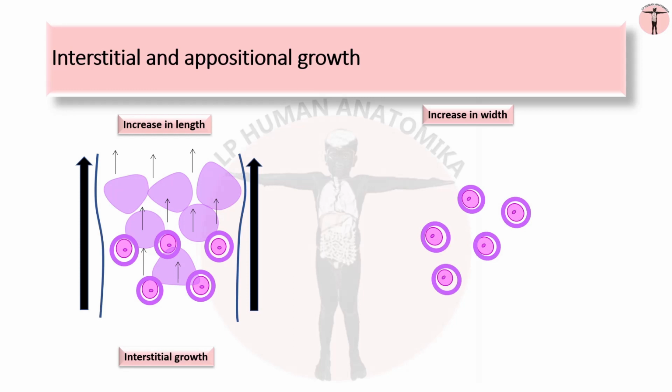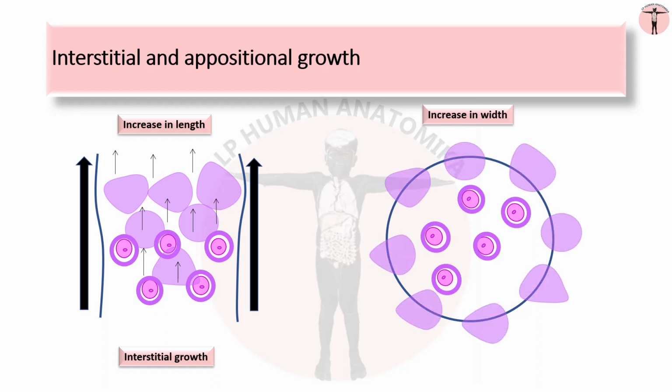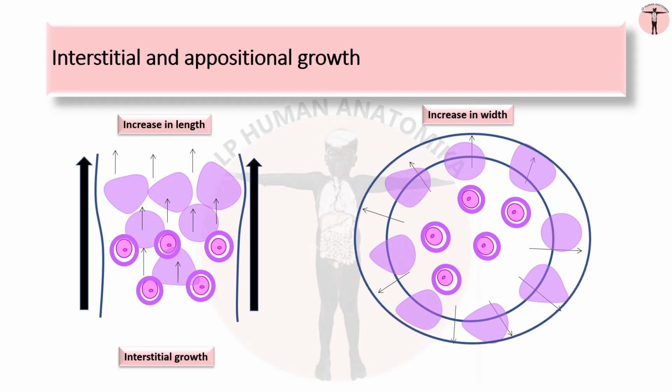When chondroblasts along existing surfaces secrete new matrix, it causes the cartilage to expand and widen. The increase in the pre-existing diameter or width of the bones is referred to as appositional growth.